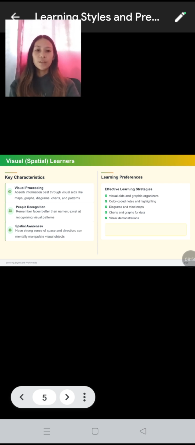Third, diagrams and mind maps. Draw pictures or create maps that connect ideas together instead of just writing long sentences. Next is charts and graphs for data. When you have numbers or facts, turn them into a bar graph or pie chart to see the information clearly. Last is visual demonstration. Watching someone show you how to do something, like a science experiment or a math problem being worked out on the board, is very helpful.